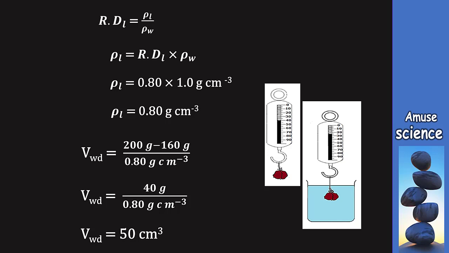So now that we know the density of the liquid, let's substitute it into the formula. So the volume of the liquid displaced will be equal to 200 grams minus 160 grams divided by 0.80 grams per cubic centimeter. 200 grams minus 160 grams will give us 40 grams divided by 0.80 grams per cubic centimeter. And when we compute this, we are going to get 50 cubic centimeters. So the volume of the solid immersed in the liquid is 50 cubic centimeters.